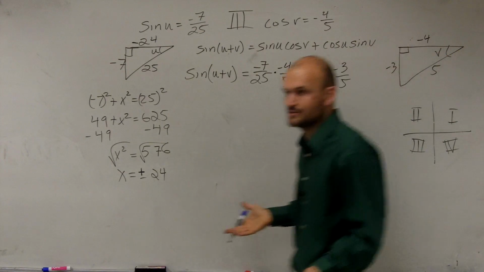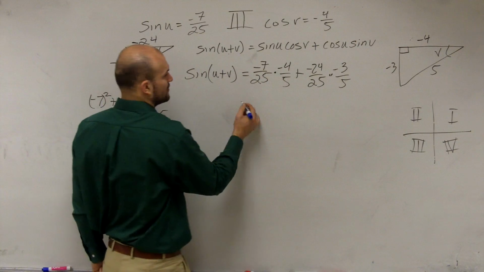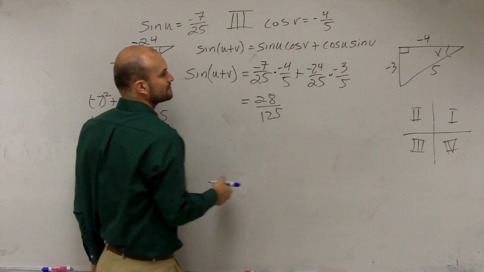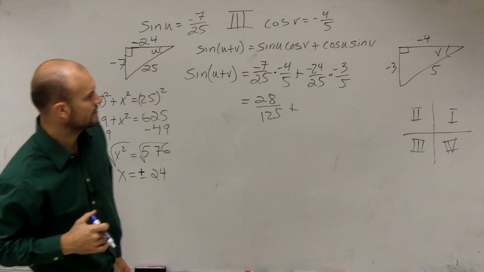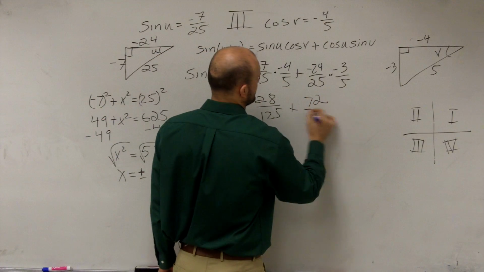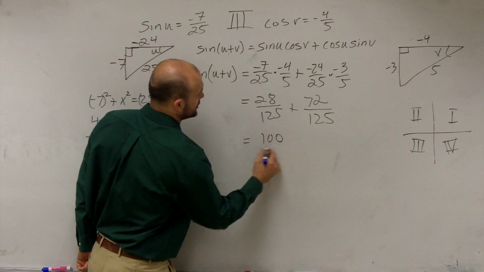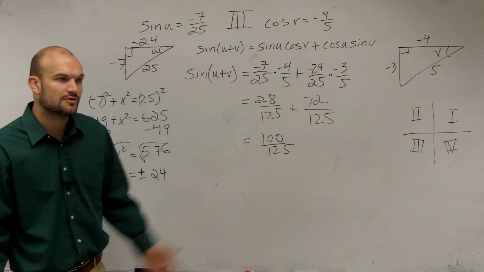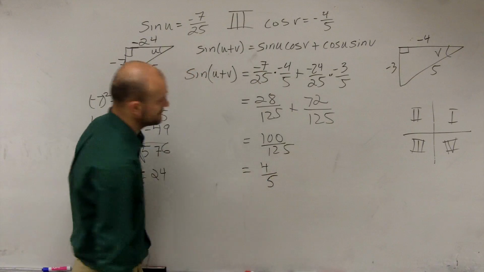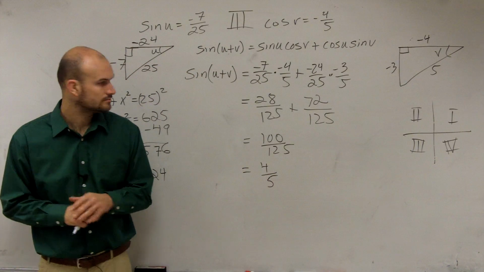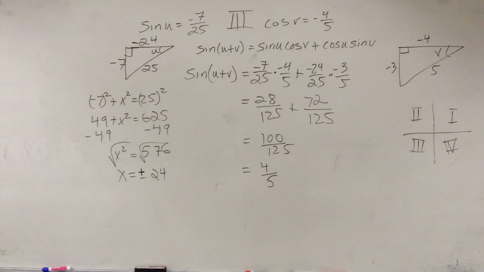So now, do you guys see how I just plugged in my values? The main important thing, I was given these two values. I had to use my triangles to find my other two values. And now I can just simplify. Multiply across, it becomes a positive 28 over 125 plus 72 over 125. Then you have 100 over 125, which now you can reduce. And you could say that 25 will go into the top 4 times, and it goes into the bottom 5 times. So it reduces down to 4/5. That's it. So these are a little bit different. You just need to use triangles to help you with these.